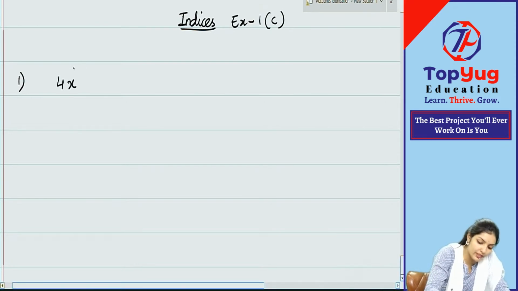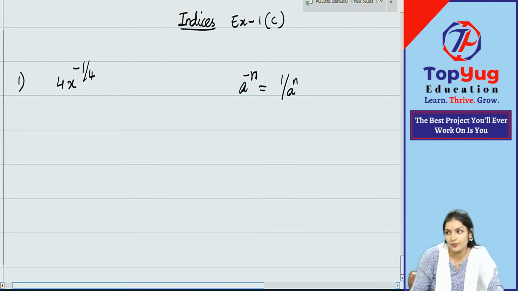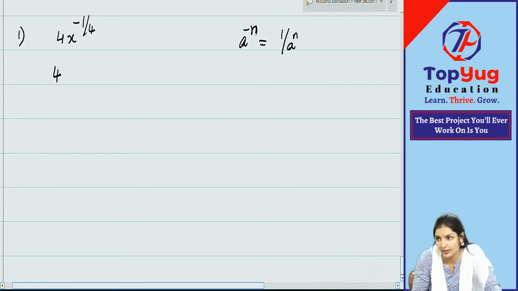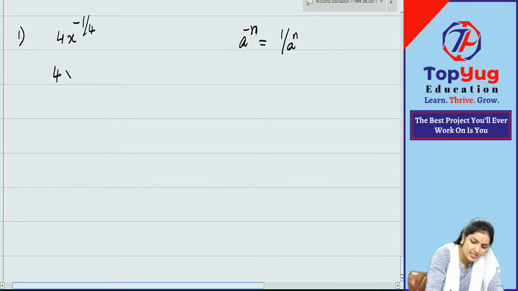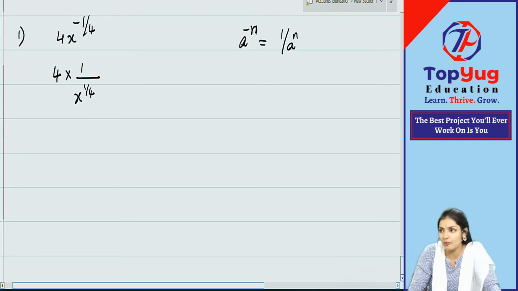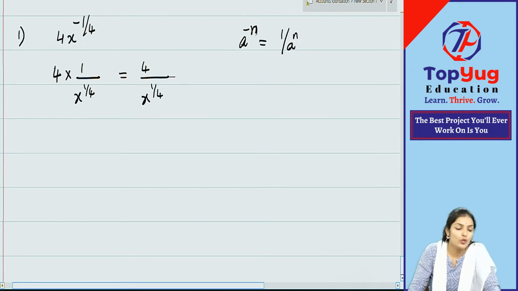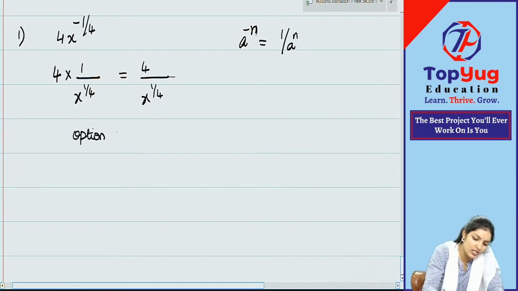4 into x to the power minus 1 by 4. This is in the form of a to the power minus n. Can I write this as 1 divided by a to the power n? Yes. Similarly, I am not touching 4, being a constant. x is the variable, 4 being just a number is a constant, so you hardly touch a constant. So x I can write as into 1 divided by x to the power 1 by 4. So can I write it like this, 4 divided by x to the power 1 by 4? Do we have that option? Option C. I would be just using the laws and nothing else.